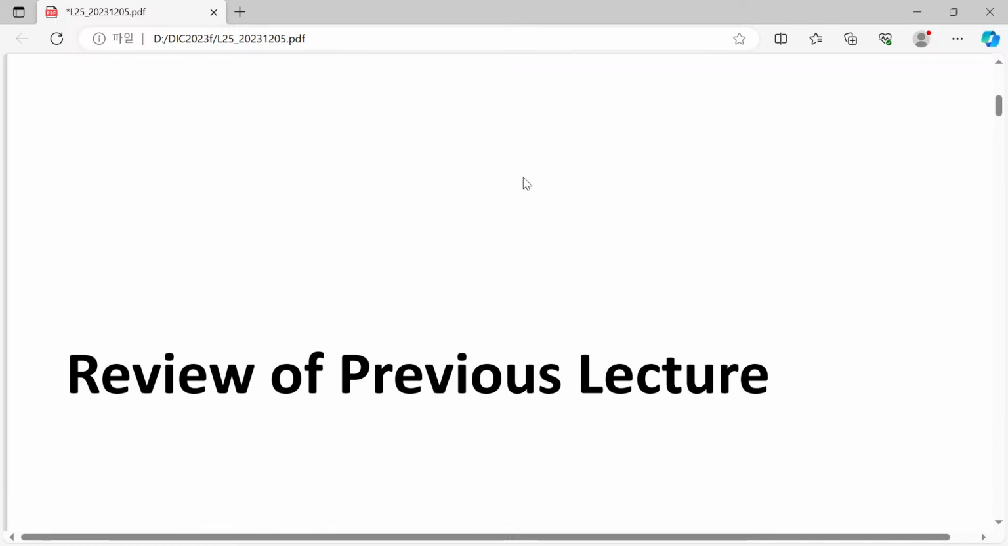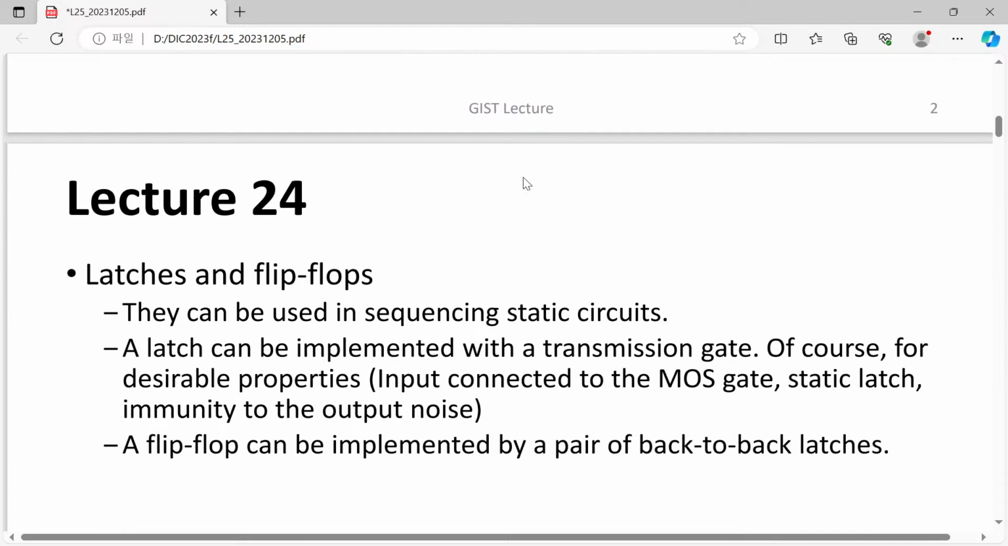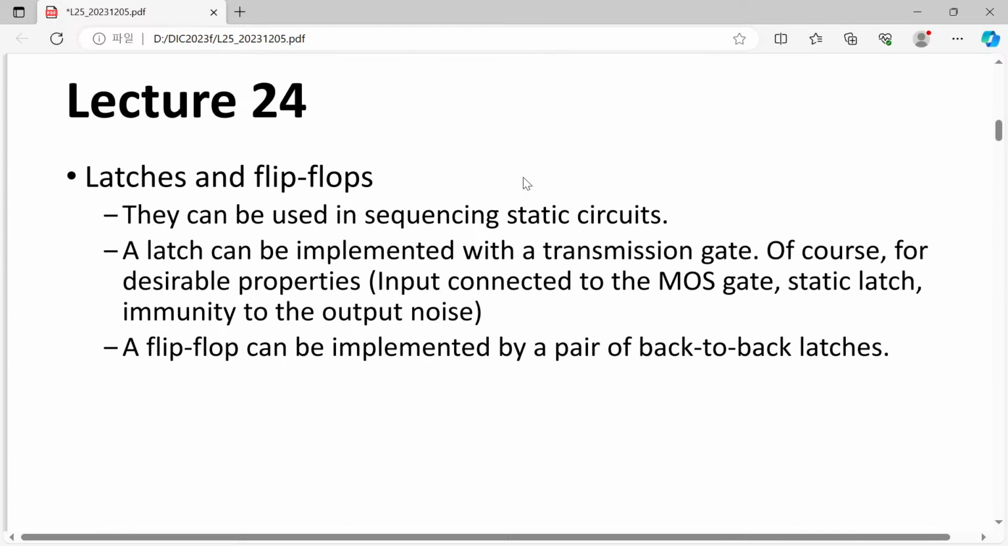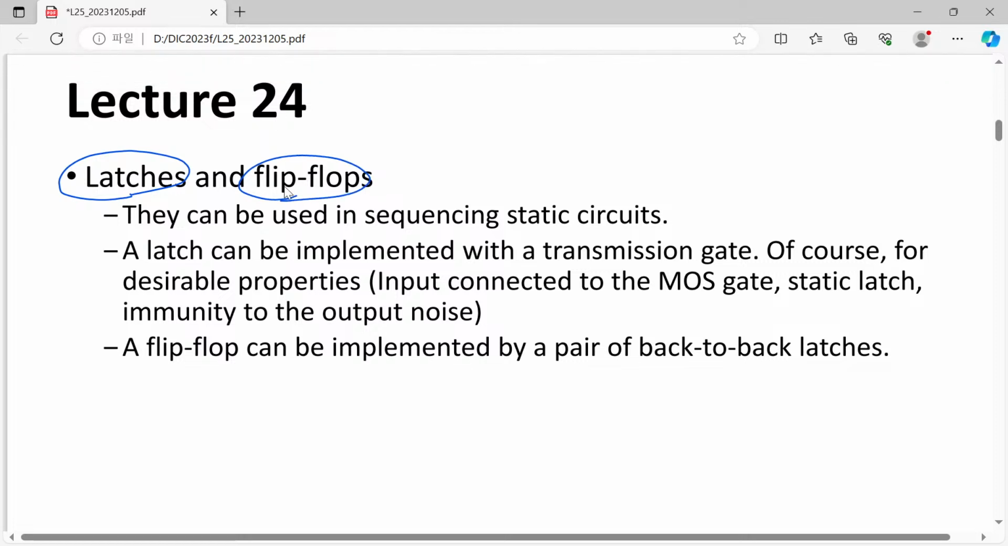Before starting today's talk, let's review our previous lecture, lecture 24. At the time, we discussed the implementation of latches and flip-flops. They can be used in sequencing static circuits, and a latch can be implemented with a transmission gate. By using a transmission gate, we can obtain the property of rail-to-rail swing, so our signal changes from 0 to VDD.